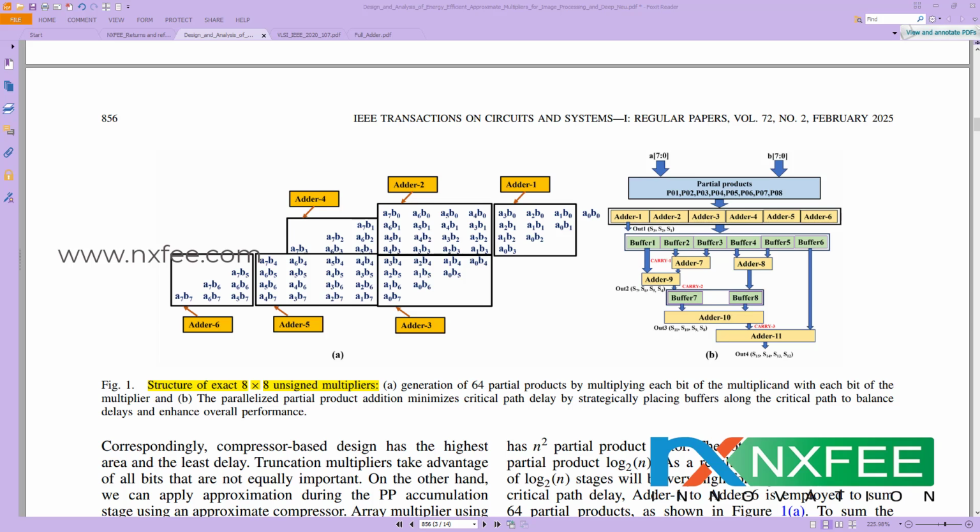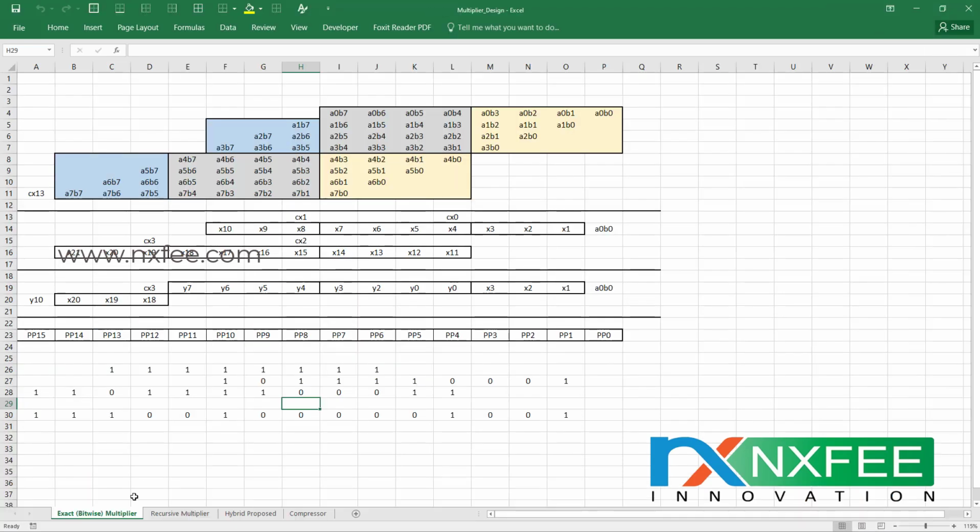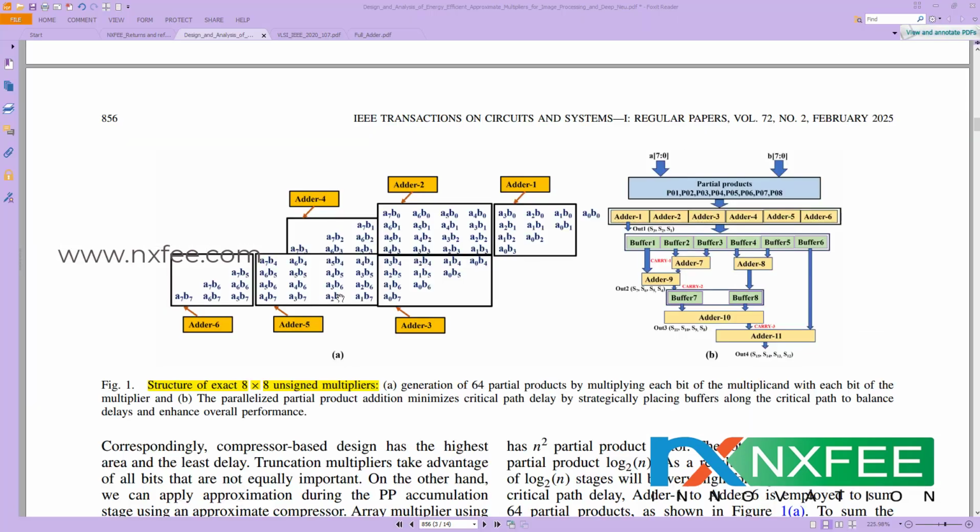As per this method, in the exact form we have split into only 3 different adders: adder 1, this is adder 2, and adder 3. We close this work at the adder 3 method only, not adder 6. Up to adder 6 we have not used. Only adder 1, adder 2, adder 3 we have used, and we have closed this exact multiplier. After that we use this same method in the recursive method and bitwise approach.